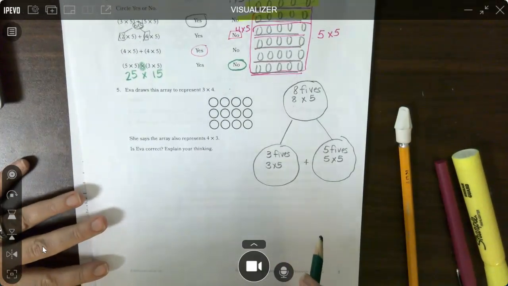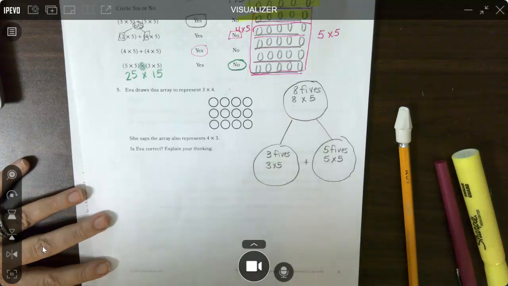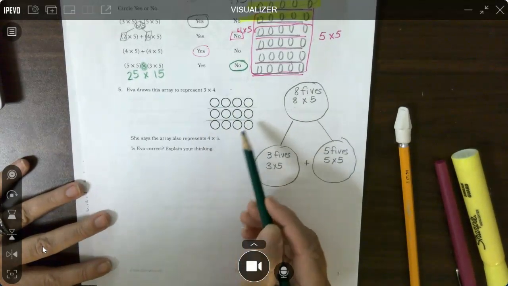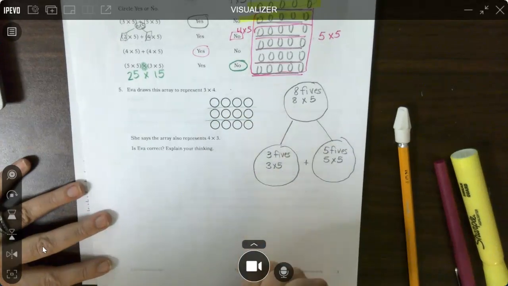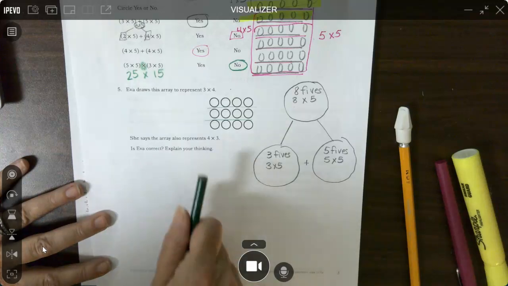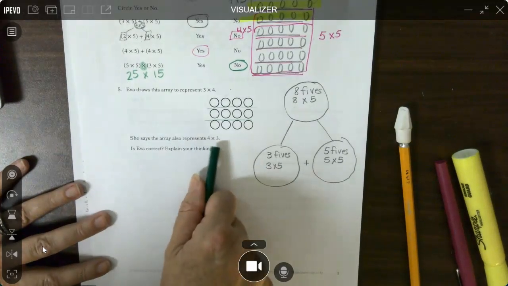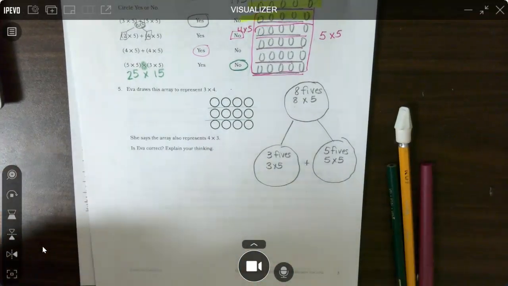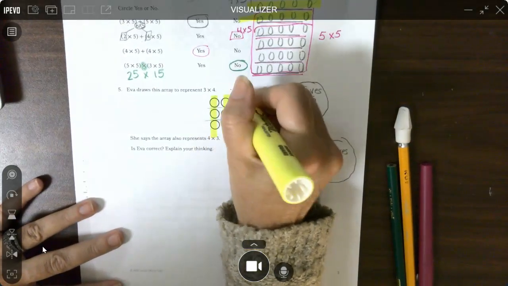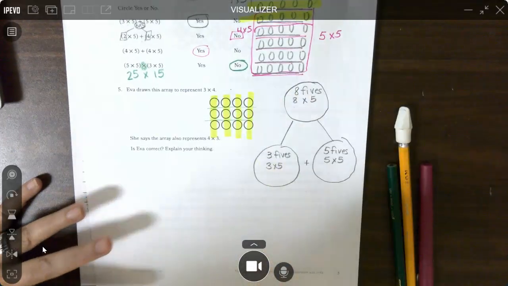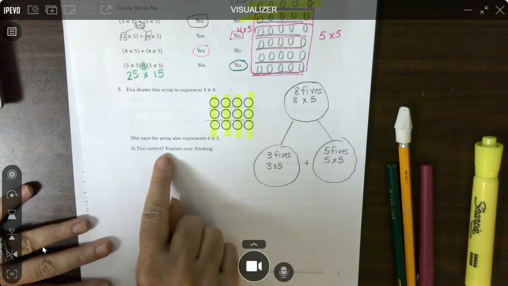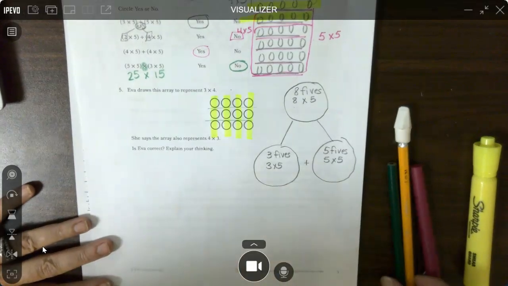Number 5, Eva draws this array to represent 3 groups of 4. We have 3 rows. There are 4 things on each row. She says the array also represents 4 groups of 3. Again, if I make groups this way, 1, 2, 3, 4, I do have 4 groups of 3 as well. Is Eva correct? Explain your thinking.